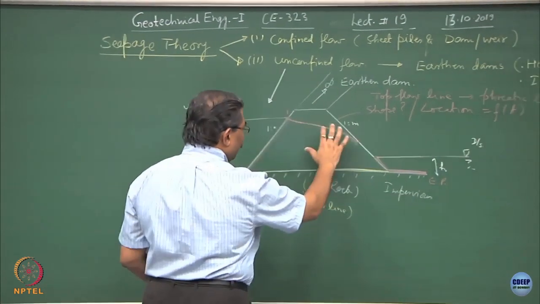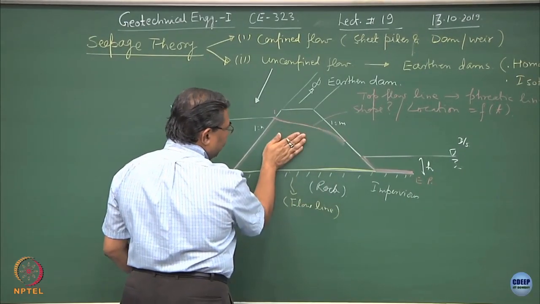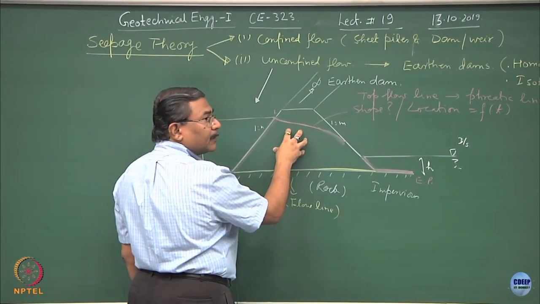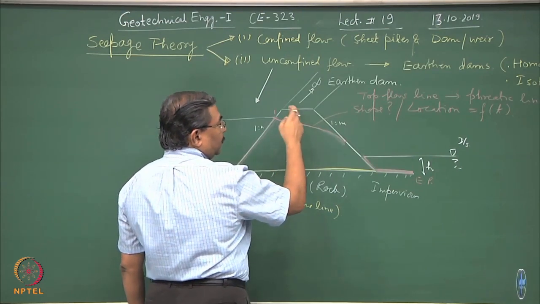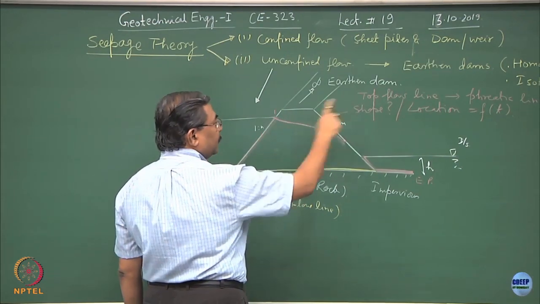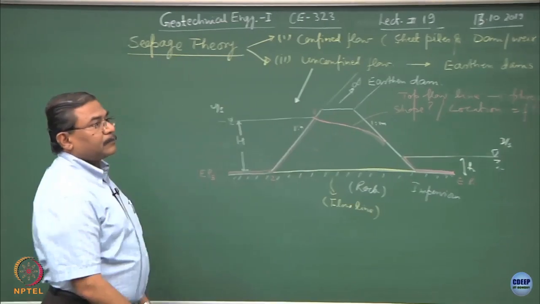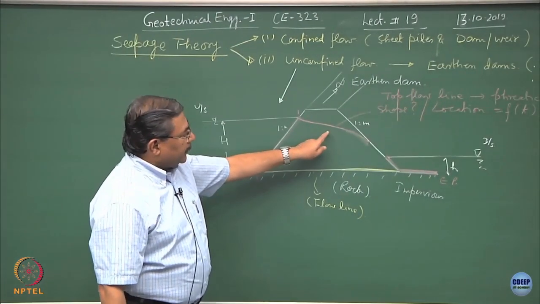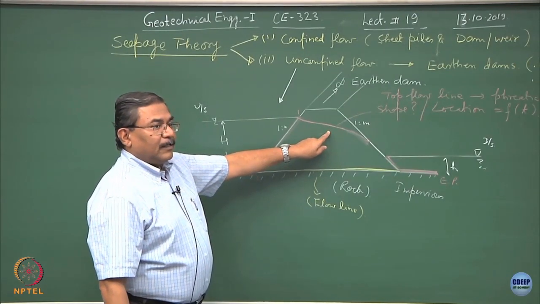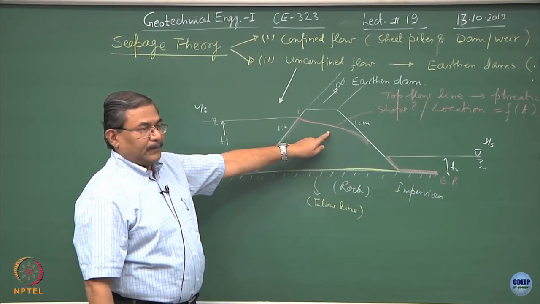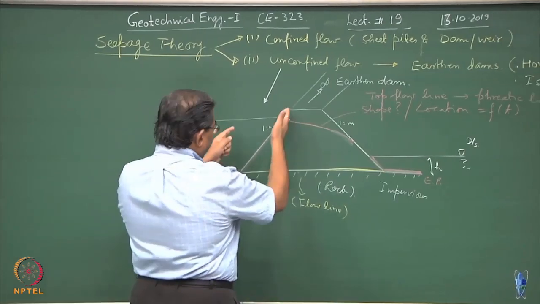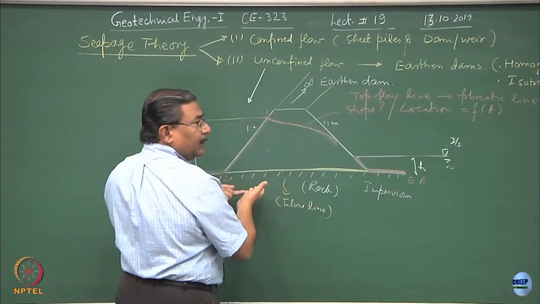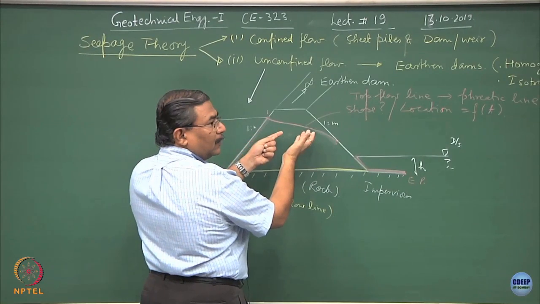the porous media through which the discharge is going to take place happens to be the earthen dam. The top flow line is not fixed and it is a function of so many parameters. A bit of variation in H is going to change its location. The flow is confined between these equipotential lines and the flow line. The top flow line is not known.